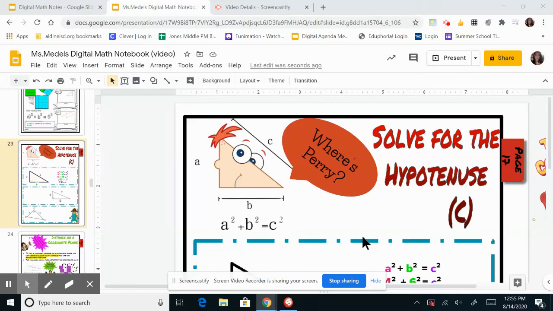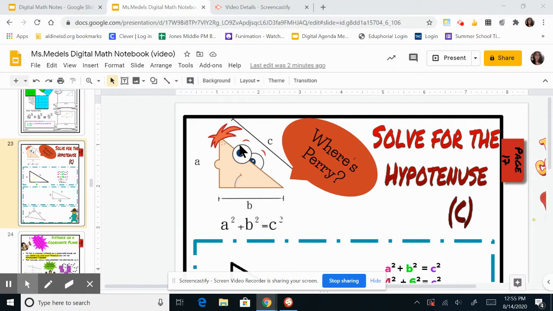Okay, so far we have been talking about the Pythagorean theorem. Yesterday we did the Pythagorean theorem and its converse, where I gave you A, B, and C, and I asked you, hey, is this a right triangle? Well, today we're going to focus on solving for the hypotenuse or the C.